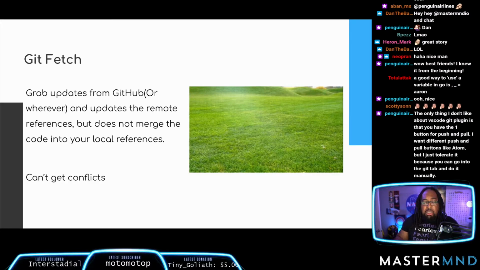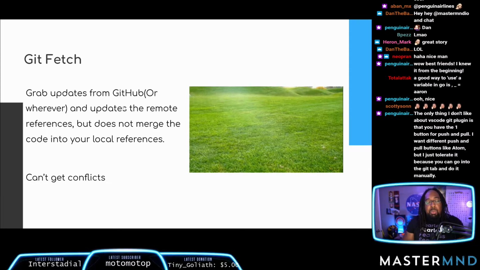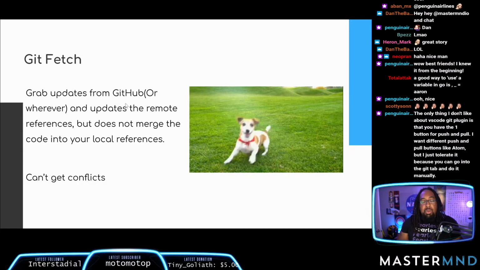A lot of people don't use fetch, but it's good because you can grab some updates and not get any conflicts. You can just get that data locally and you can continue working with your code base in the way that you would want to work with it. We're not gonna do an example of this. We will in a little bit, but Git fetch, that's what it does.